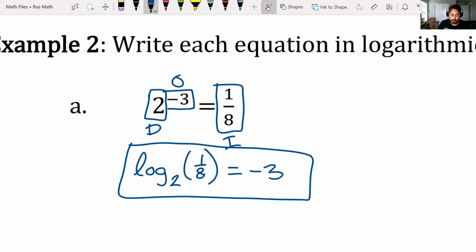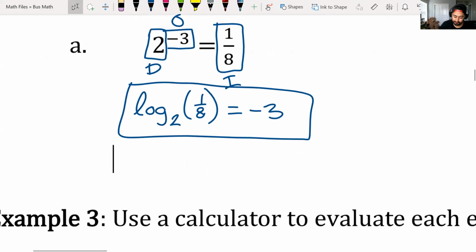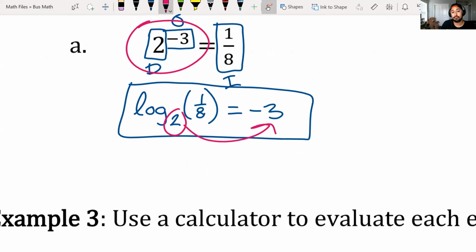That's it. How do you check your work? Well, just convert it from log back to exponential. 2 raised to the -3 is right there, equal to 1/8, which is right there. It all checks out.